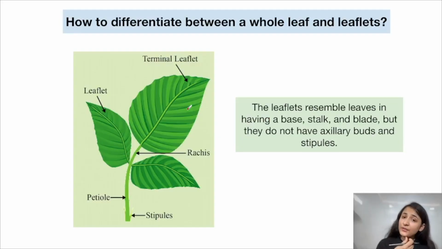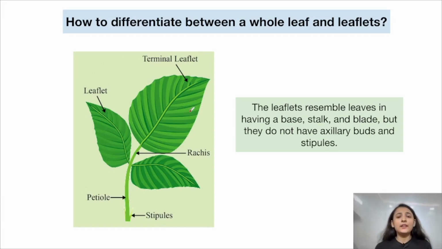Now, how will you differentiate between a whole leaf and the leaflets? A question must be arising in your mind that, okay, now we know by examples that these are pinnately compound or palmately compound leaves, and these are leaves and these are leaflets. But when you go out in nature, how will you identify that this is a leaf and this is a leaflet? How do you not confuse between the two? The answer is very simple.